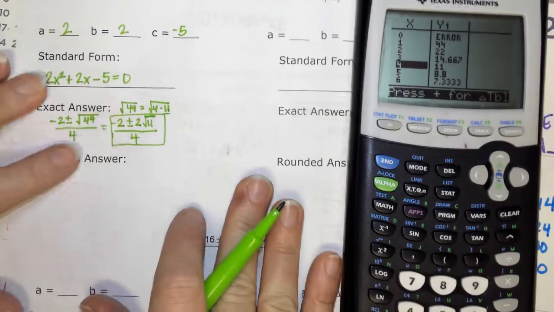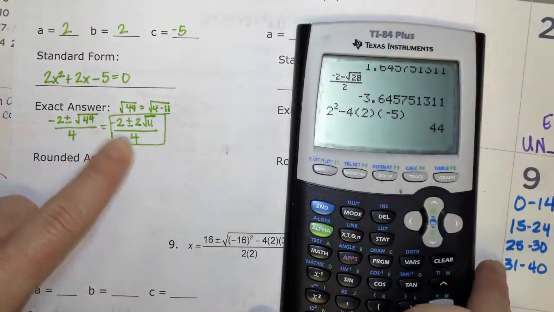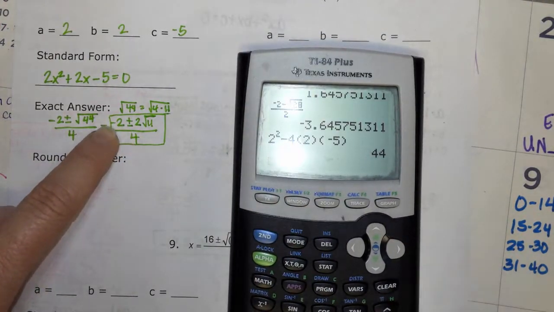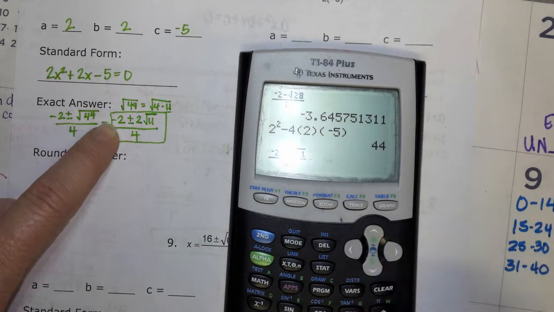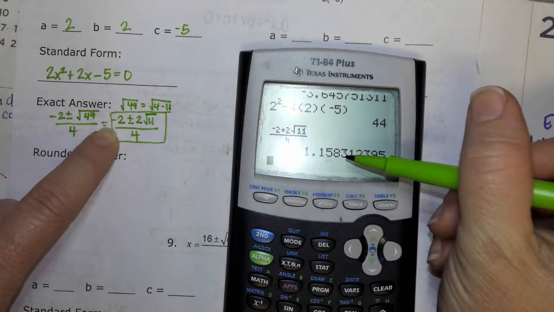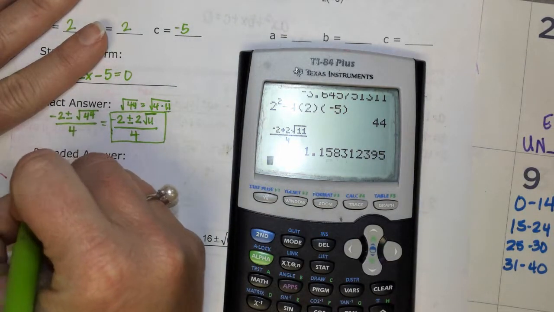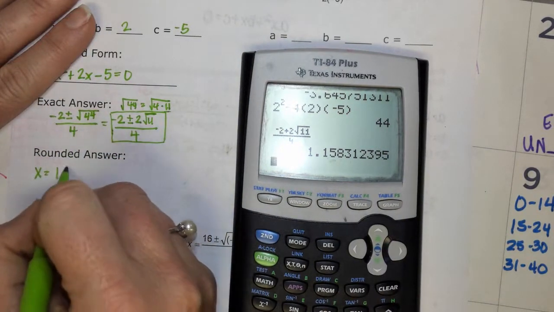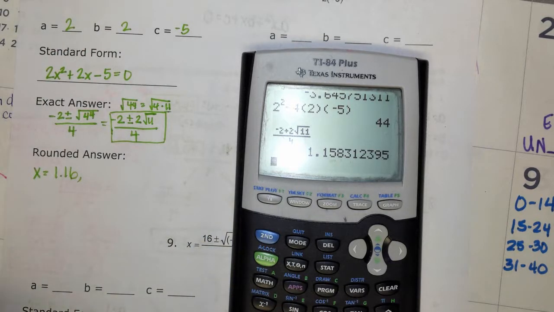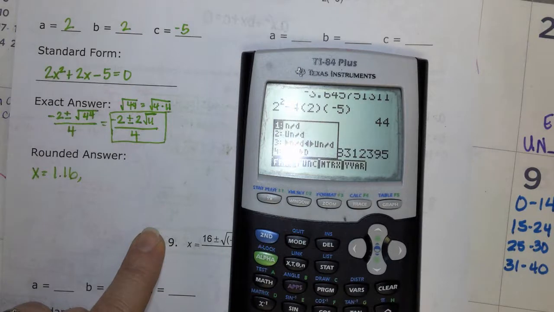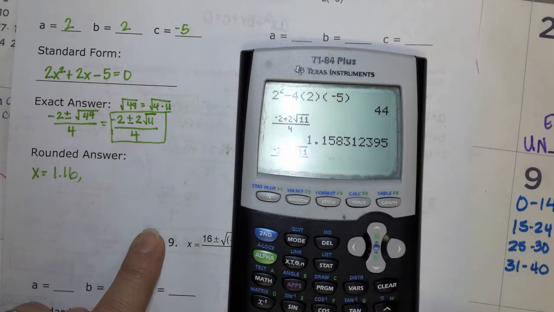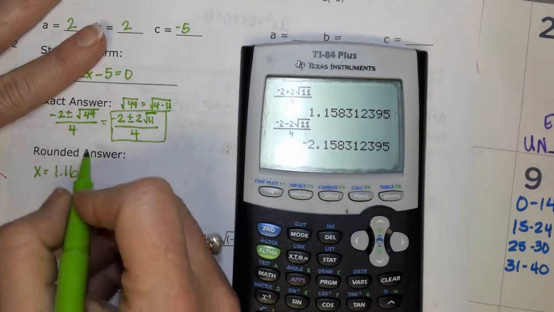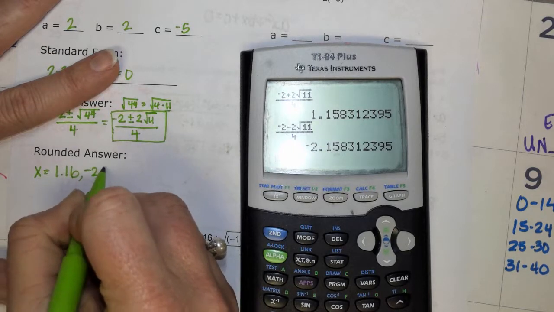And now for my rounded answers, I'm going to first start with my addition, and then I'll go to my subtraction. So I have -2 plus 2 times the square root of 11, all divided by 4. Again, rounding to the nearest hundredths, one solution is going to be 1.16. And now I'll do the subtraction: -2 minus 2 times the square root of 11 divided by 4. So my second solution is going to be -2.16.